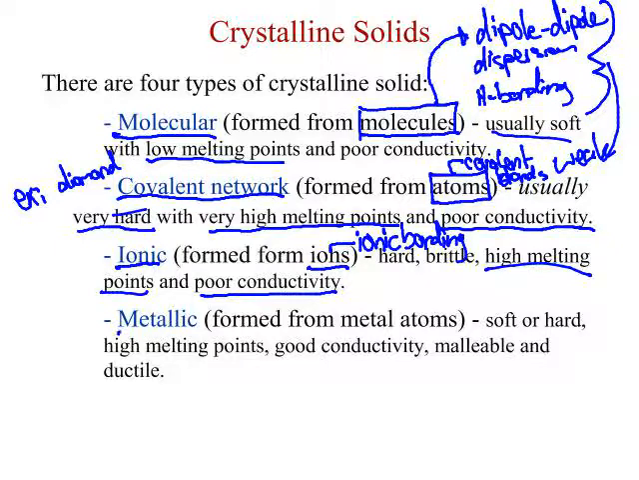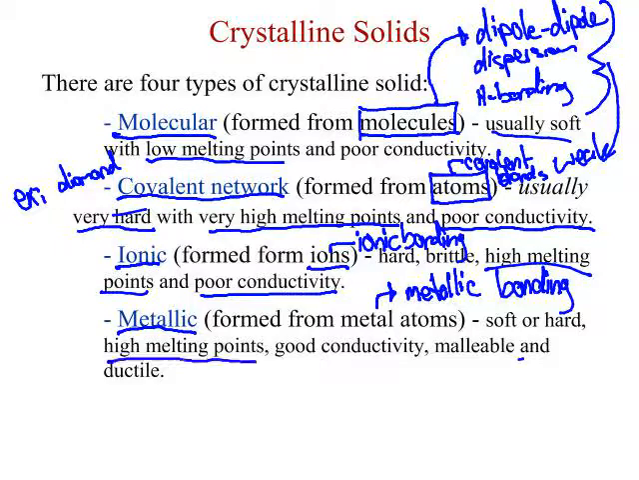The last class are metallic solids. In a metallic solid, the individual particles, of course, are metal atoms, and these are attracted to each other via metallic bonding. We're going to talk about what metallic bonding is today and review that from last year. Because metallic bonding is very strong, these tend to have high melting points, and by virtue of the nature of metallic bonding, they have good electrical conductivity, and they tend to be malleable and ductile. We'll talk about what that is here in a second.